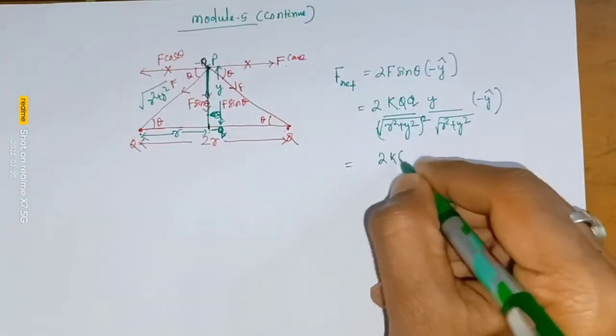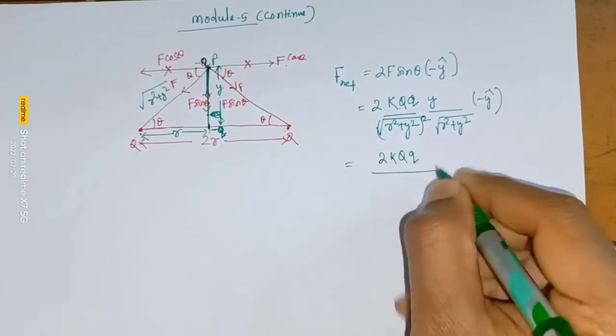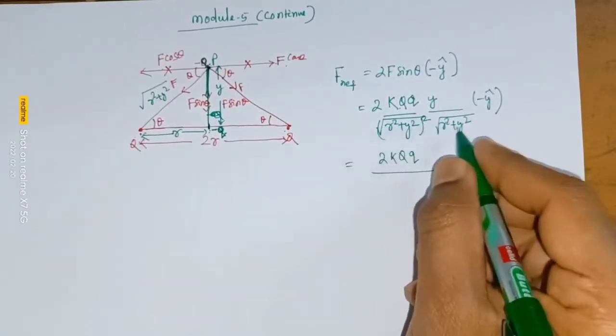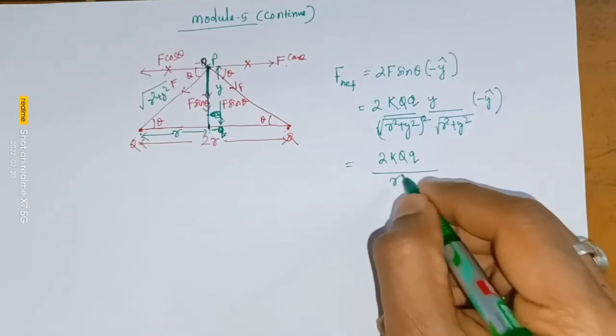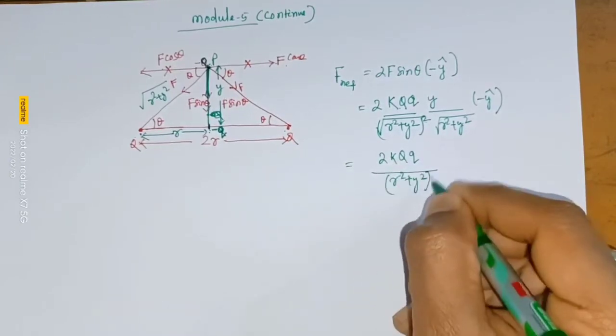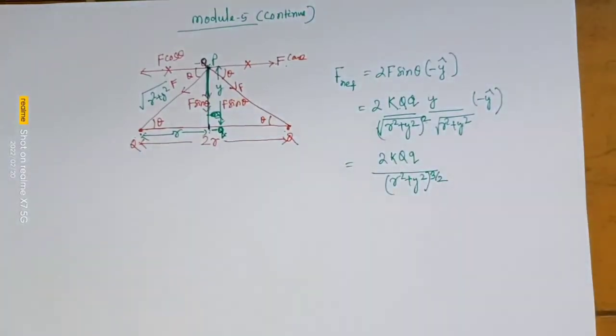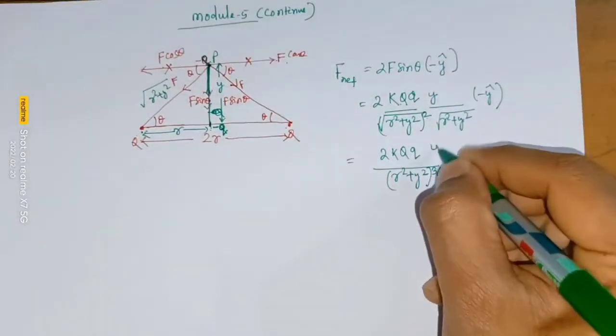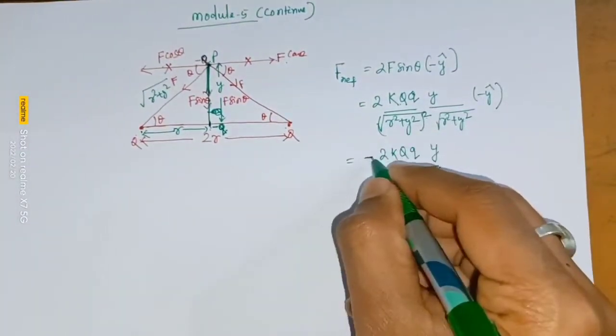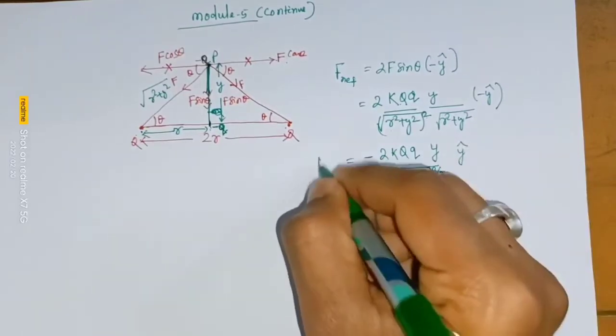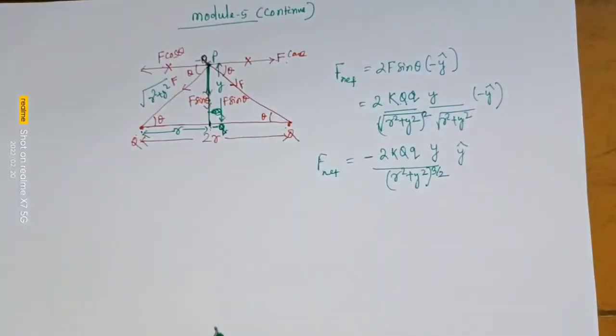This is 2kqQ, the square root vanishes, and this is 1 by 2, this is 1. Can I say r square plus y square whole to the power 3 by 2? Yes. And this is y. I will remove this negative sign here, and this is y cap. This is the net force.